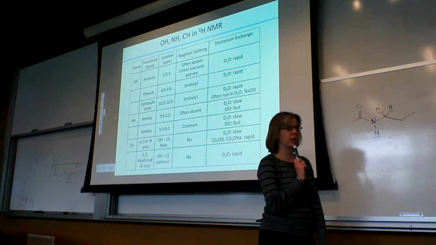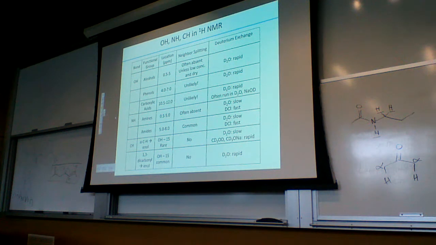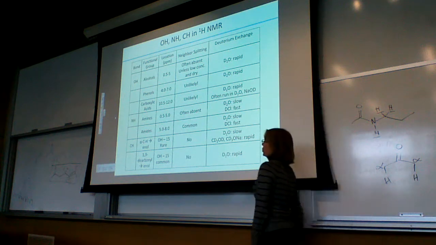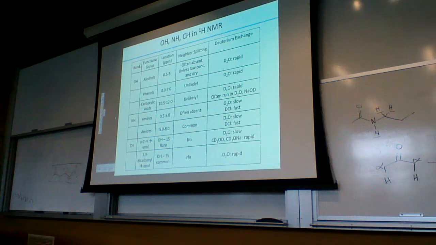CHs, the only CHs we're going to see exchange are possibly ones next to a carbonyl. So we're talking about the alpha CH here, the carbon next to the carbonyl. In a standard CH where it's just one carbonyl, it can form this enol structure here. But this is actually pretty rare. When we talked about this in organic chemistry, it's usually about 99 to 1 in the equilibrium ratio of the keto form to the enol form.